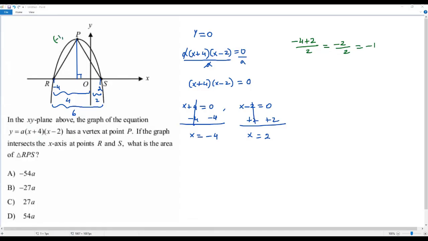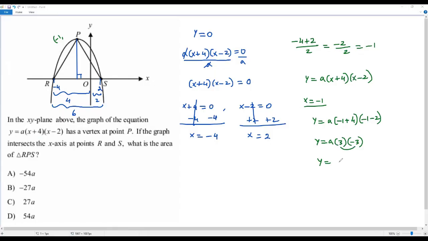Now to get the y coordinate at the vertex, we plug this x coordinate, negative 1, into the equation of the parabola. The equation is y equals a times (x plus 4) times (x minus 2). Plugging in x equals negative 1, we get y equals a times (negative 1 plus 4) times (negative 1 minus 2). Negative 1 plus 4 is positive 3, and negative 1 minus 2 is negative 3. So y equals 3 times negative 3, which is negative 9, times a, giving negative 9a. Here I got the y coordinate of the vertex, that is negative 9a.